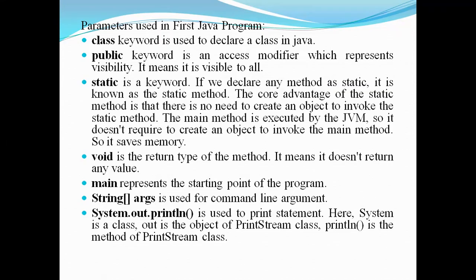Next is void. Void is the return type of the method. Void means that it does not return any value. Then main represents the starting point of the program. Then string args is used for command line arguments. And system.out.println is used to print the statement. Here system is a class, out is an object of the PrintStream class, and println is a method of the PrintStream class.